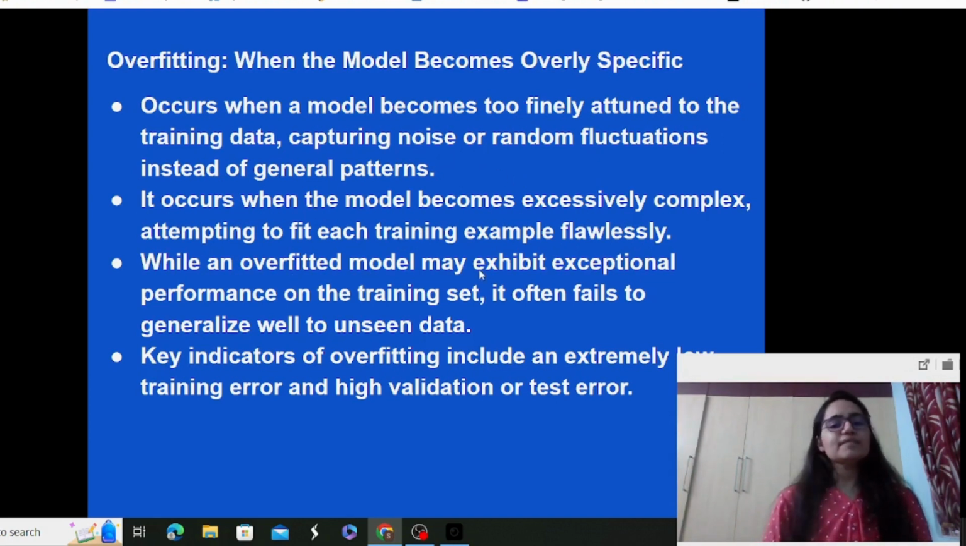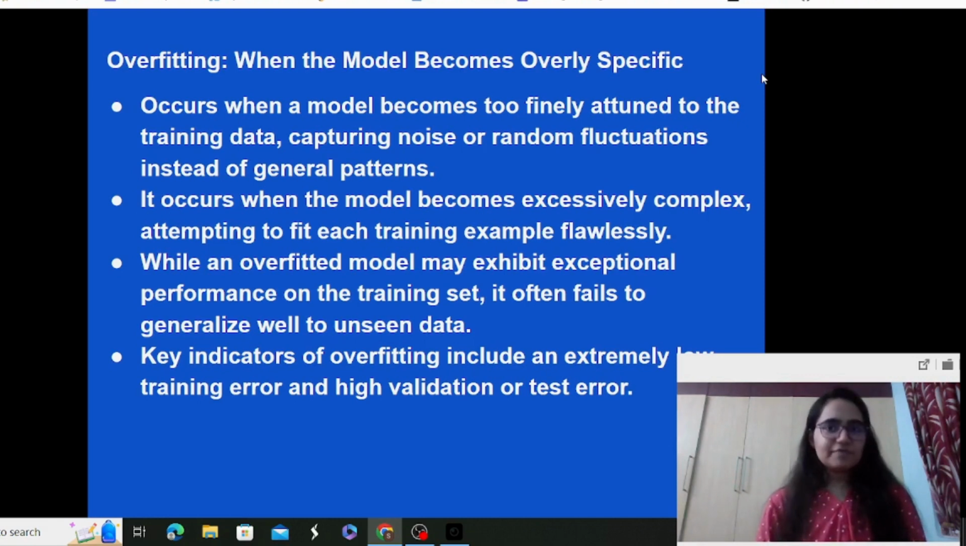While an overfitted model may exhibit exceptional performance on the training set, even if it gives you more than 90% training accuracy, the test accuracy is too low, and there is a huge gap, a huge difference, between your training accuracy and the testing accuracy. That is where overfitting is occurring in your machine learning model. That is where it's failing to generalize well on the unseen data. Key indicators of overfitting include an extremely low training error and a high validation or test error.